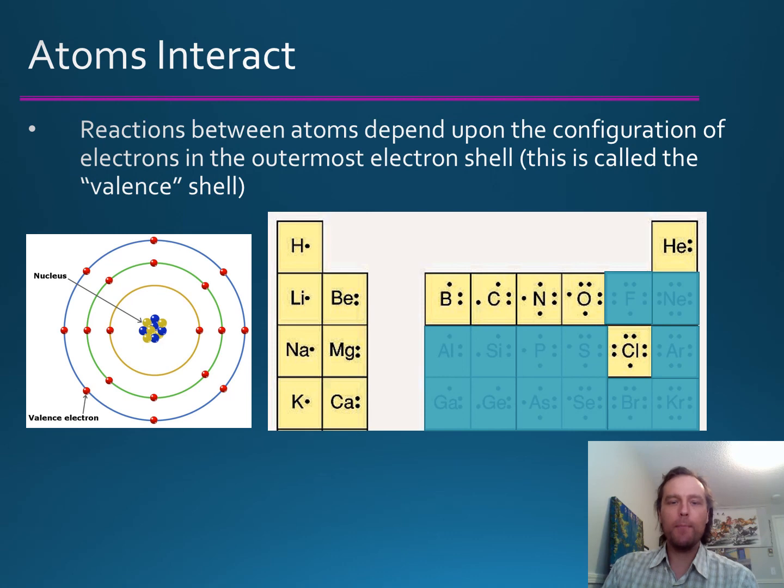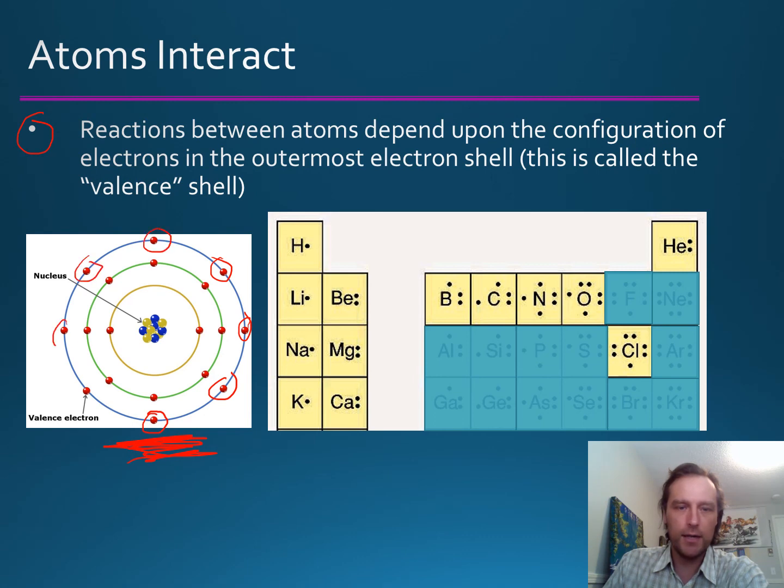Atoms interact. So coming back to bonds, bullet number 1, reactions between atoms depend on the configuration of electrons in the outermost electron shell. This is called the valence shell. So looking at this atom shown right here on the left, let's look at the outermost shell. Let's see, and we'll count the electrons. 1, 2, 3, 4, 5, 6, 7, 8. So that means its outer energy level is full because it can't take any more than 8 electrons. So that means also that this atom cannot form bonds very readily at all. And we also call the outermost level the valence shell, the outermost energy level.